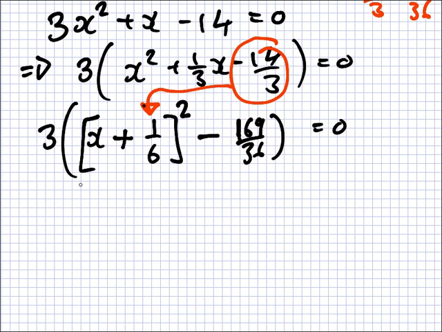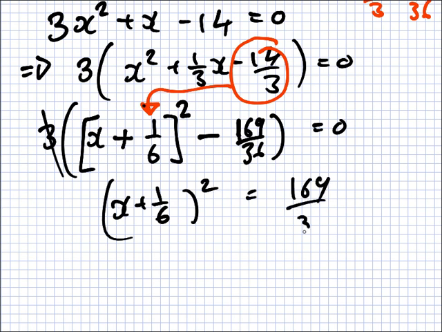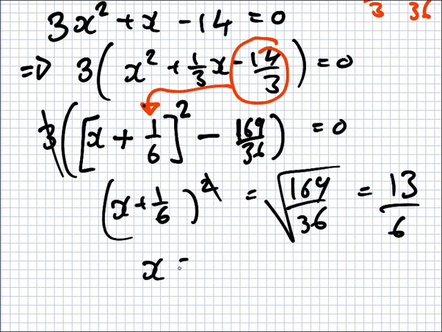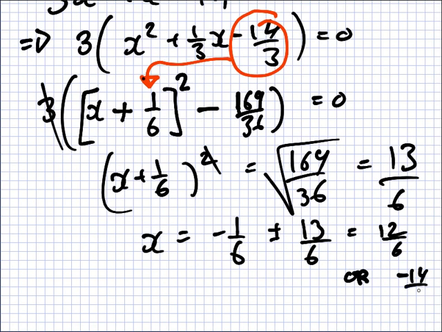So we can cancel the 3. It's not necessary. So x plus 1 over 6 squared. Oh, we cancelled 3, so it's 6 over... 13 here. So x equals minus 1/6 plus or minus 13 over 6, which is 12 over 6, or minus 14 over 6. So that's 2 or minus 7 over 3.